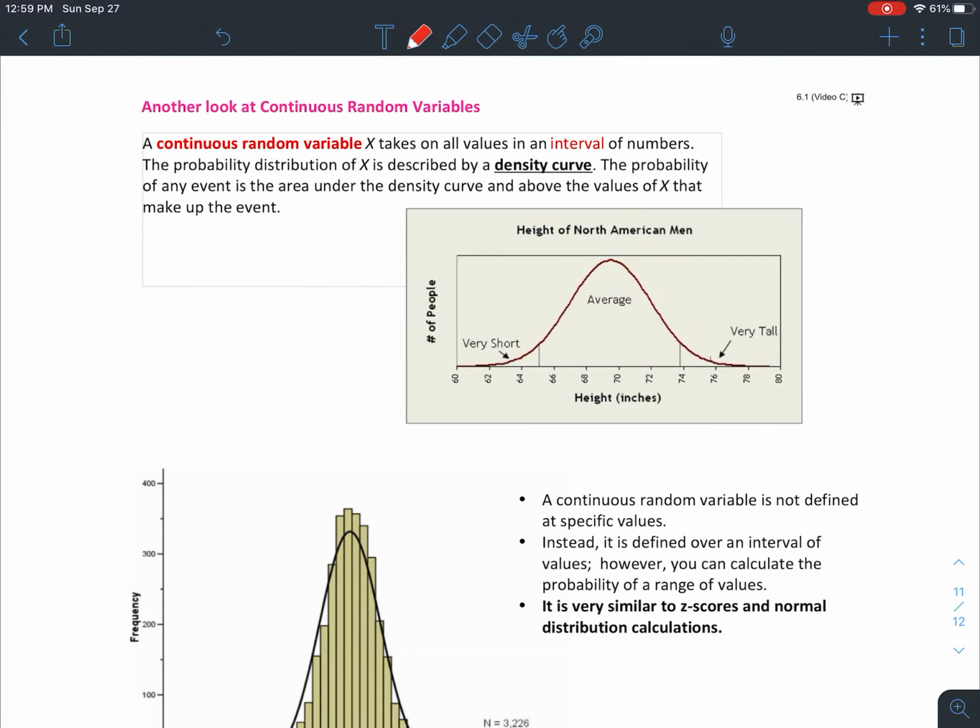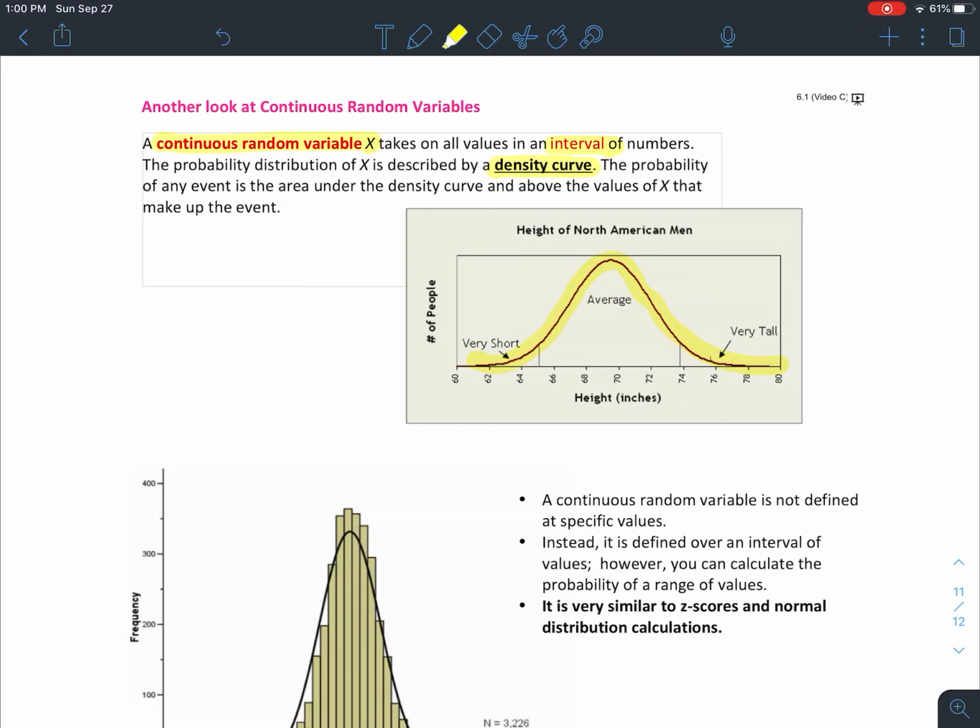Okay, we're going to wrap up section 6.1 here today by finishing up this topic on random variables. We've spent much of our time discussing discrete random variables, and today we're going to shift to continuous random variables. If you recall, with continuous random variables, our random variable can take on an interval of numbers. So we're talking about decimals, fractions, things like that. There are no gaps in between each value of your random variable.